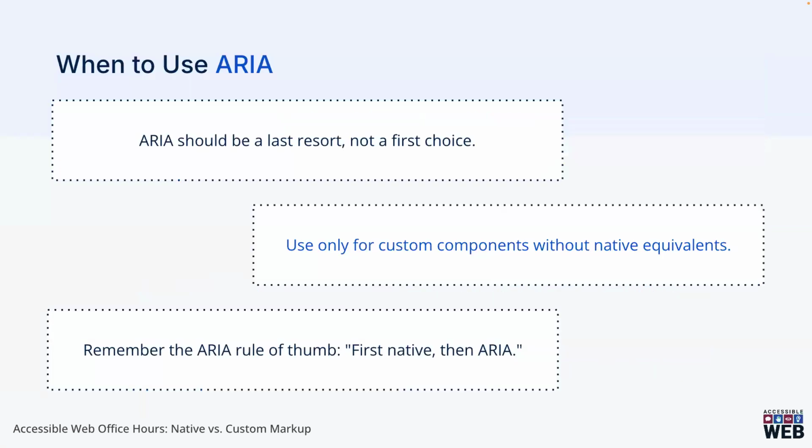ARIA should be used sparingly and strategically. The first rule of ARIA is use native HTML elements first and use ARIA only when absolutely necessary. Situations where ARIA is appropriate include custom components that have no native equivalent, like a complex interactive chart or a specialized menu. Even in these cases, you should ensure that the ARIA attributes you use correctly convey the element's role, state, and properties to assistive technologies.